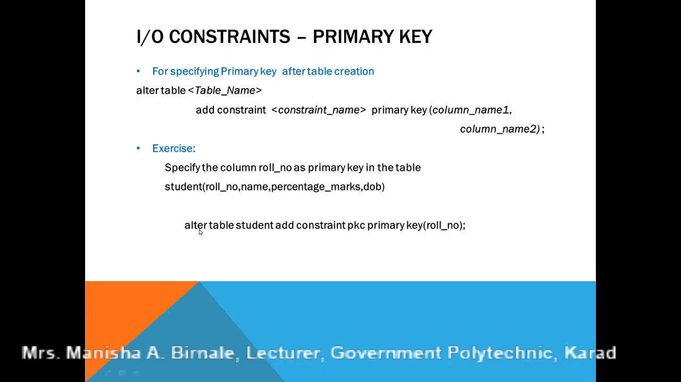In this way we have altered our table. Now the second type of integrity constraint is the unique key constraint. A unique key constraint takes only unique values in a column.